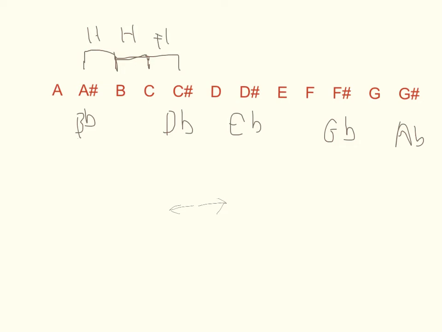And then a whole step is two half steps. For instance, if I wanted to go E to F sharp, that's a whole step. Or if I wanted to go F sharp to G sharp, that would be a whole step. Let's say if I wanted to go from C all the way to D sharp, that's three half steps, or a step and a half.